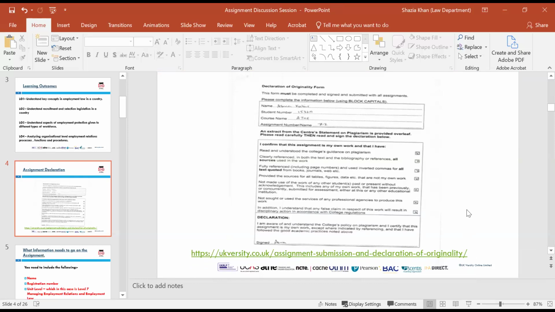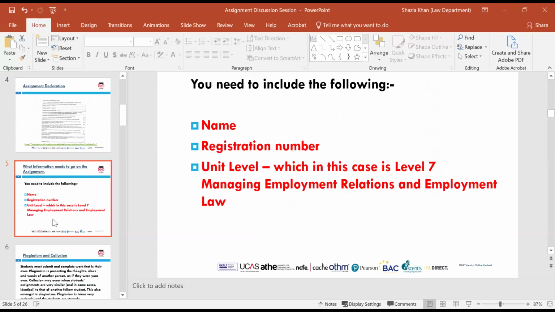You need to sign a declaration of originality to say that your work is your own work and that it's not being plagiarized, and that you followed the policy on plagiarism, and you are making sure that you referenced your work and followed good academic practice in regards to referencing, in-text referencing, and using books and making sure you reference the books. So let's go on to the next bit.